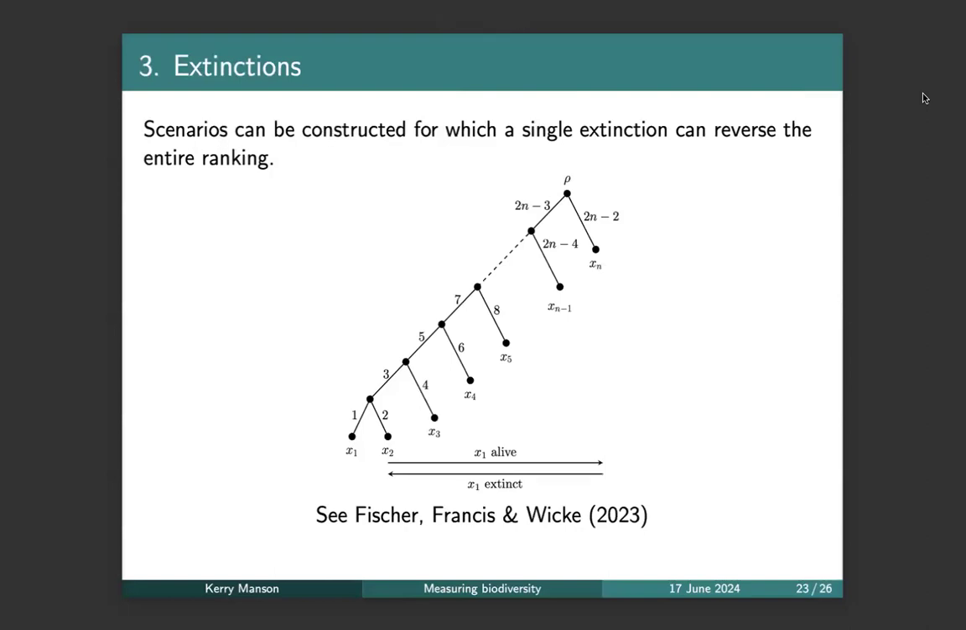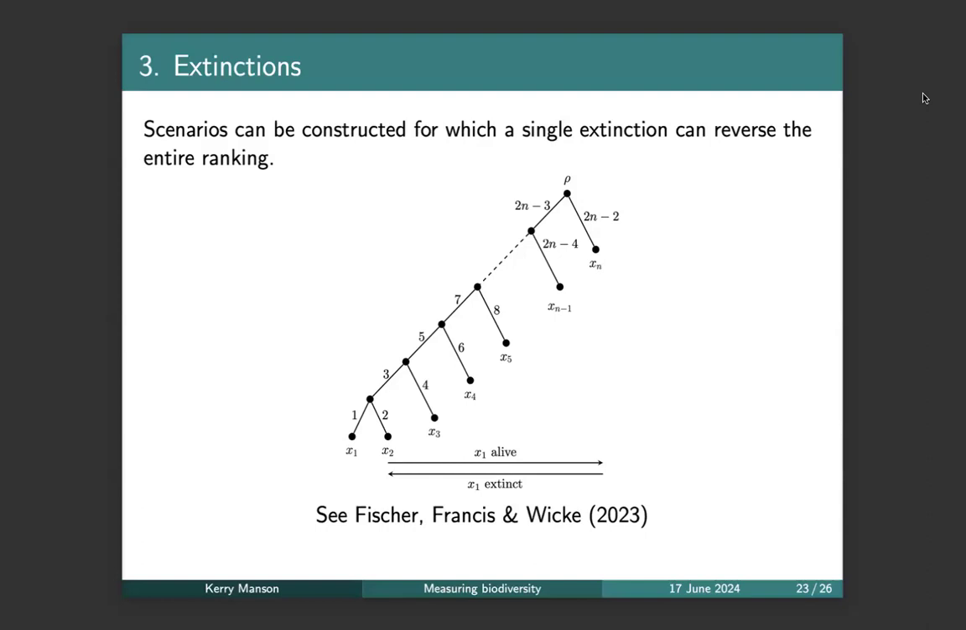But then along came this nice result by these 3 authors that said we can find scenarios where, when species go extinct and we recalculate the index on the new tree that's now missing a particular species, say X1, the ranking order that we get, even though we're using the very same method, can be completely flipped upside down. And so that doesn't suggest that we have a very robust thing. So these authors showed this effect for fair proportion.